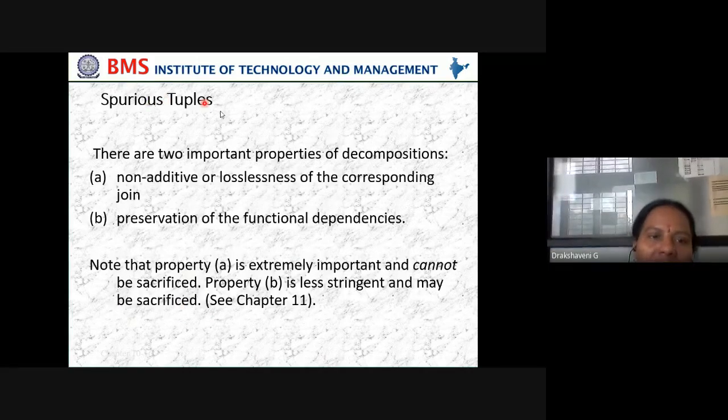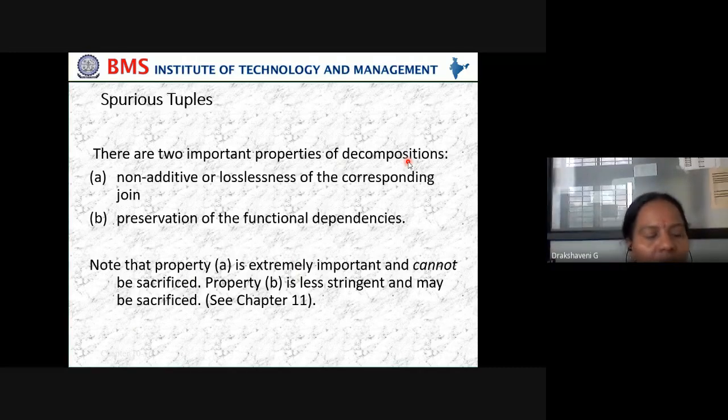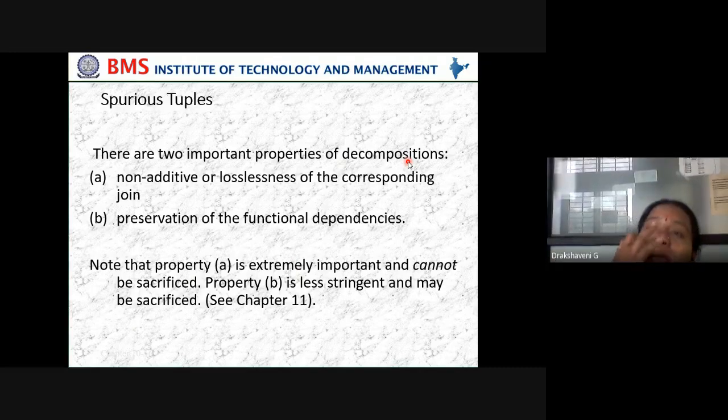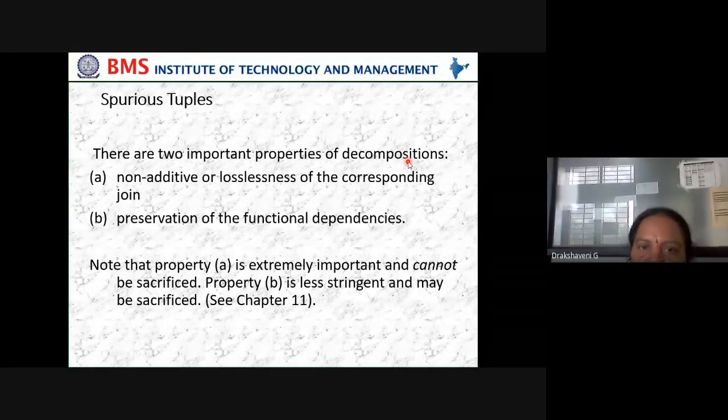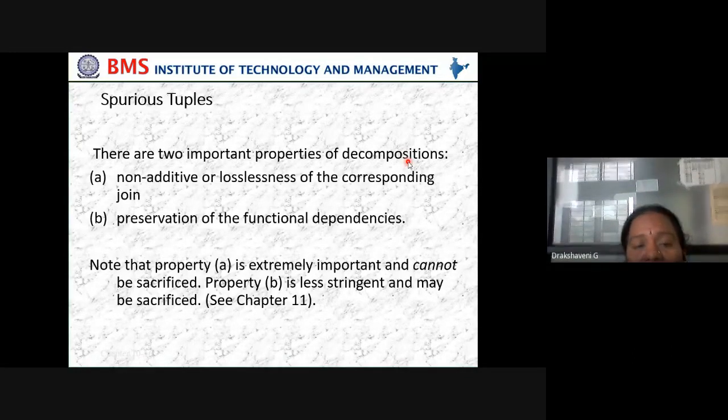What are surplus tuples? There are two important properties of decomposition. So why do we require decomposition? Suppose I keep entering first semester subjects, then second semester subjects, then third semester. If I keep it in one single table, it becomes very difficult to monitor. So we keep one table for one semester: how many subjects, what are the marks. Next semester, one more table. We divided based on the semester: first semester is this, second semester is this, third semester is this.